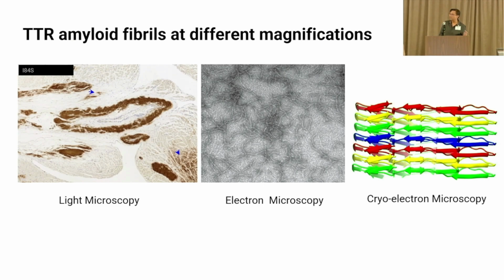And then with a fancy new cryo-electron microscope, you can look much deeper and you can see the actual protein substructures like the loops and the strands.